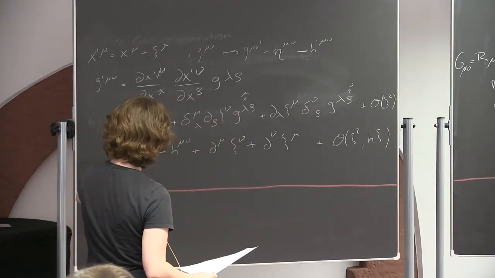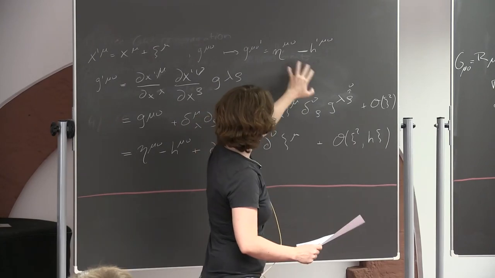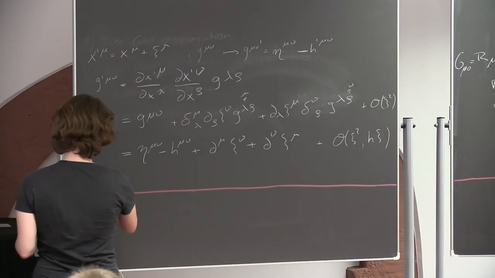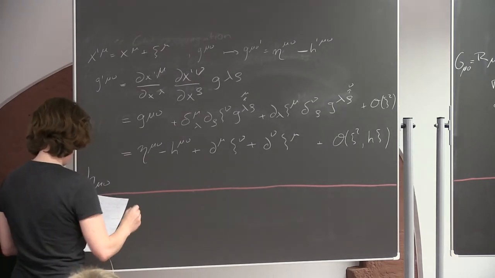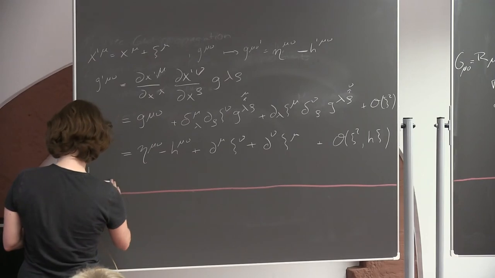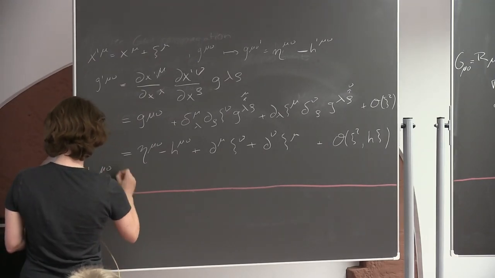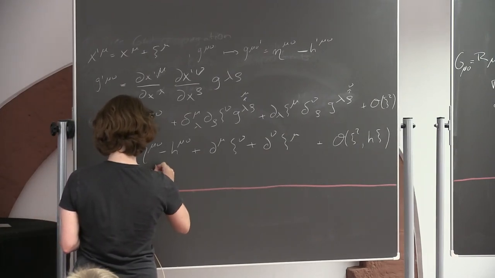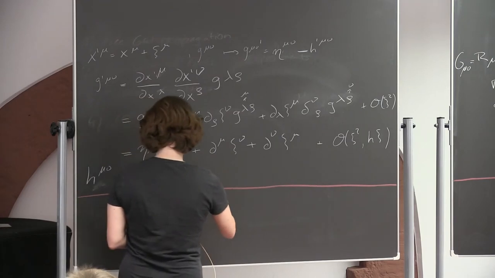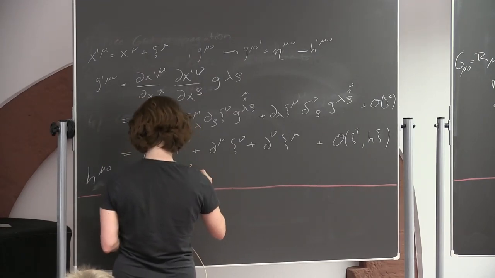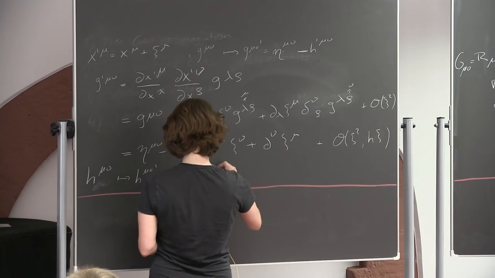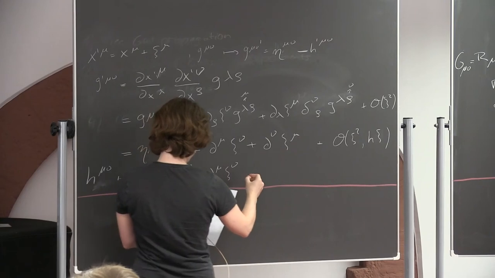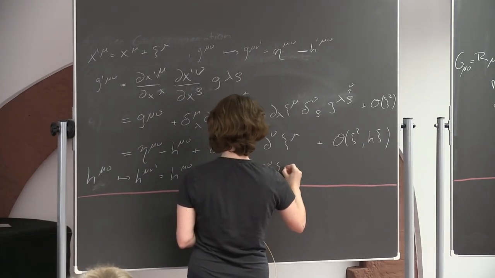Okay, but now, by just comparing this line with this line, we've identified what h prime is. So the transformation law that we were looking for is that h mu nu goes over into h mu nu prime, which is h mu nu plus del mu xi nu, minus, opposite sign here, del nu xi mu.